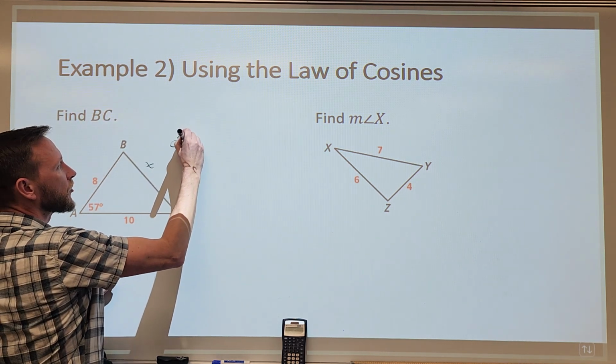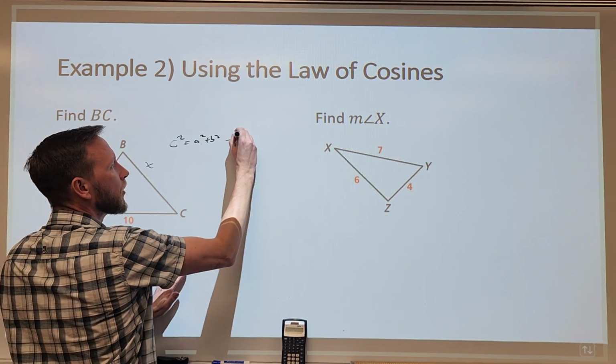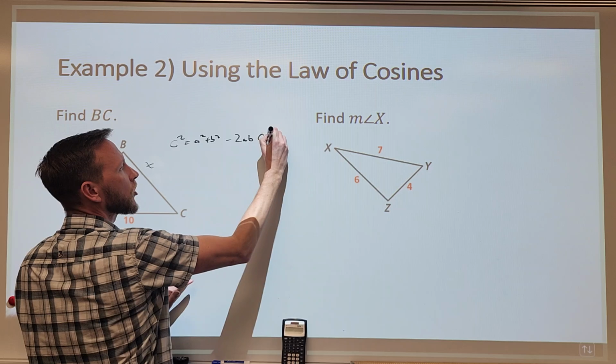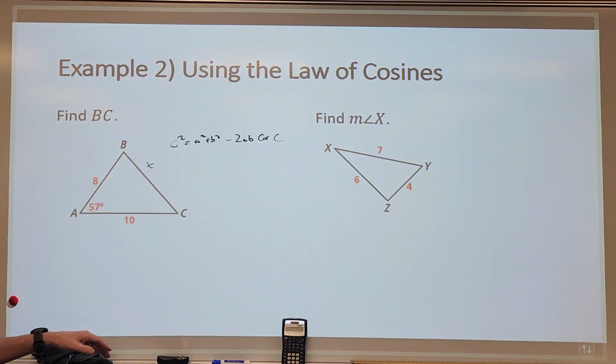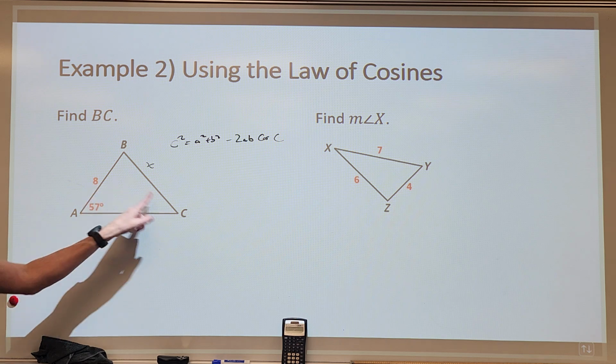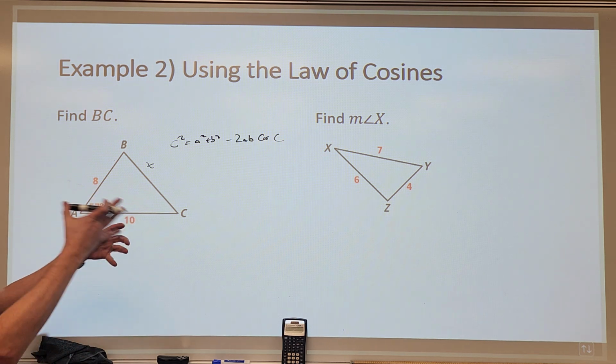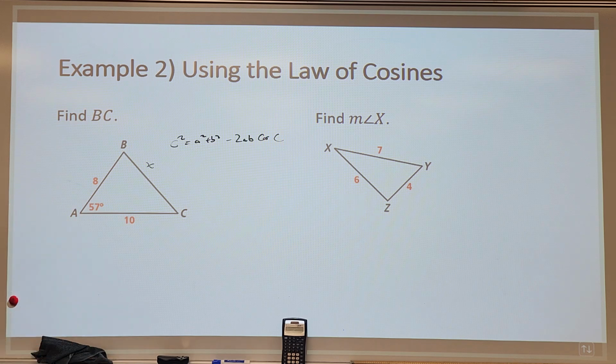So again, C squared is equal to A squared and B squared, just like the Pythagorean theorem was, but minus 2AB times the cosine of angle C. Well, here's what's weird about this. Angle C is not what we're looking for. We're looking for angle A. So that probably confuses us a little bit, right? But we've got to be flexible with a formula to know what goes where, all right?